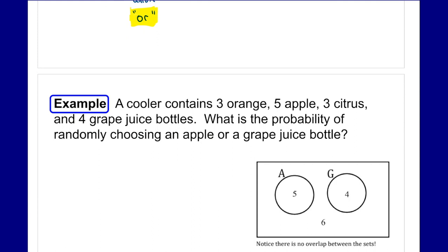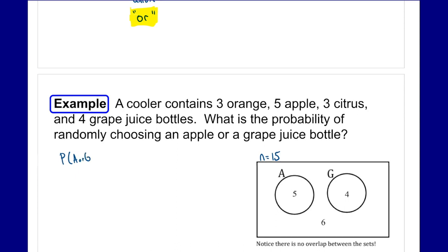So for example, a cooler contains 3 orange, 5 apple, 3 citrus, and 4 grape juice bottles. What is the probability of randomly choosing an apple or a grape juice bottle? So in this case, if we look at our sample space that's already drawn for us, apple there's 5, grape juice there's 4, and there's 6 remaining ones. In total, we have 15 juice bottles.